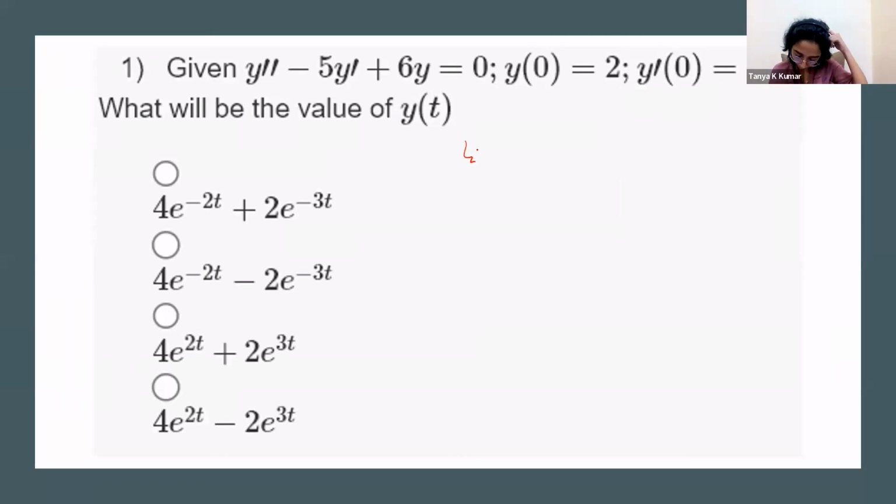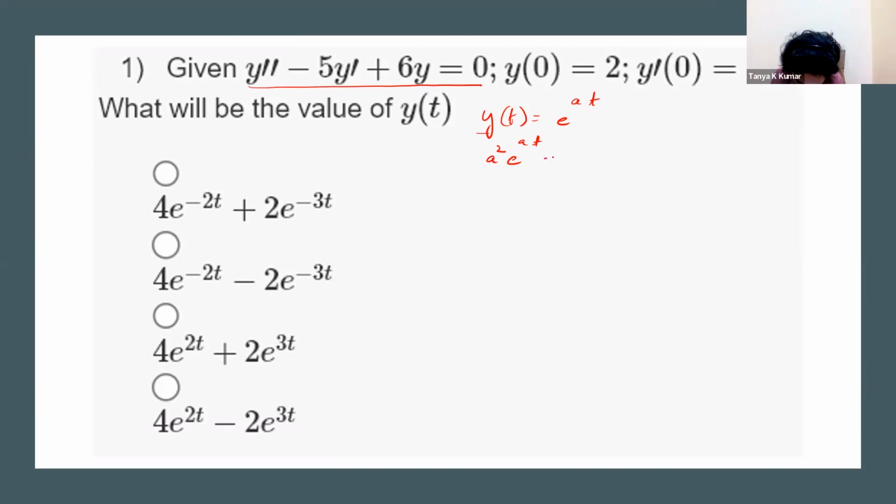So basically they've asked you a question to solve a second order ODE. How do you proceed with it? You assume the solution y of t to be e raised to at or something. So that is the solution. Now if you differentiate it twice, you have a squared e to the at. I'm just substituting this y of t into this equation. So you have a squared times e to the at.